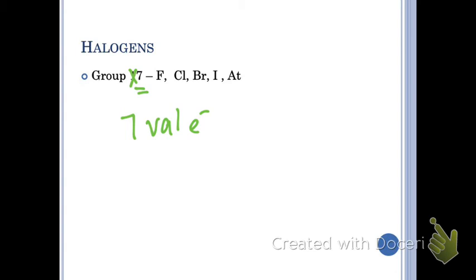The last group I want to talk about today is the noble gases. Those are group 8 or 18. So we'll call it group 8.